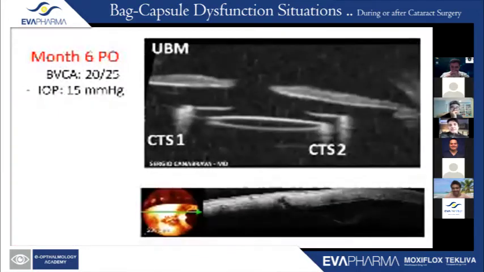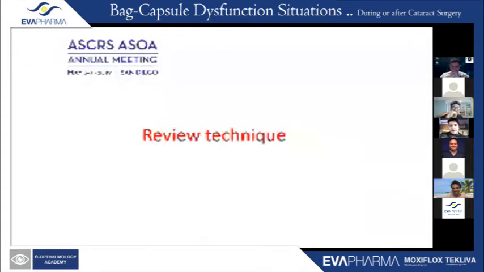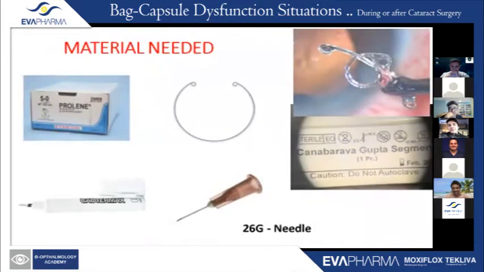Here, six months post-operative UBM. You can see the CTS1 and the CTS2 in good position. And you can see the flange in the sclera. The review of the technique: 5-0 Prolene for double flange. Here, the CTS that I'm producing with Madhu. You can see on the right part of the screen a small one, with a 60-degree angle, which is easy and perfect for this technique.